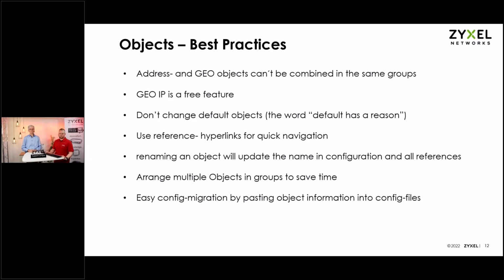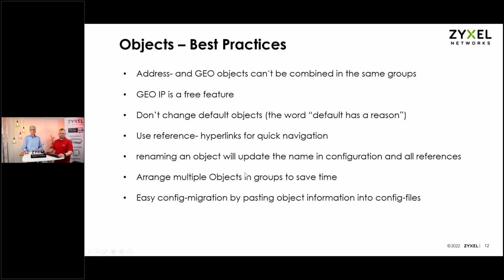Arrange multiple objects in groups to save time. As I said, if you want to create your own groups for GeoIP regions, or allow lists for specific IP addresses or clients, do this in groups. You only need to reference the group in the security policy and don't need to create multiple security policies for each device.